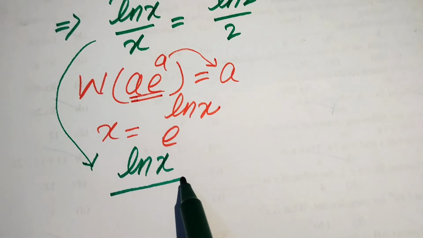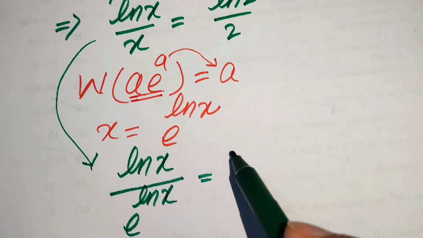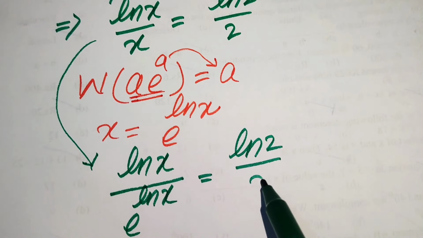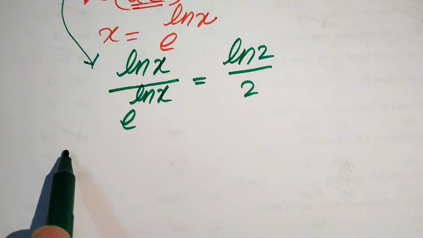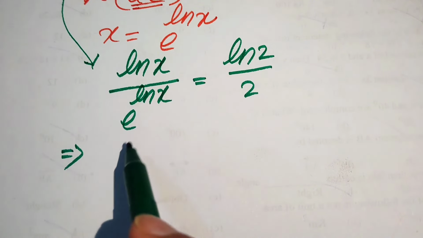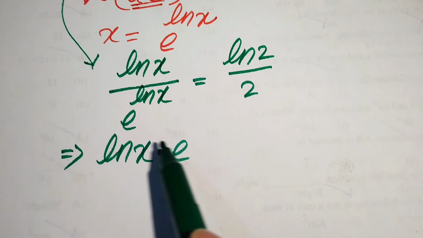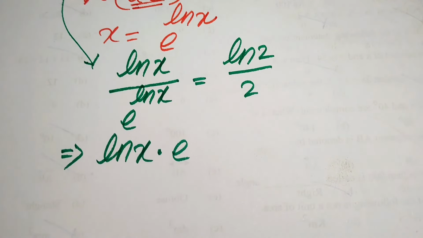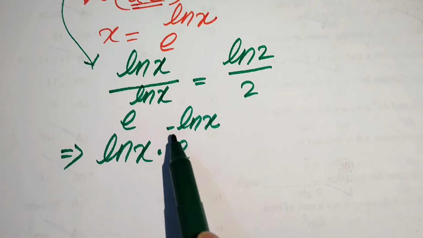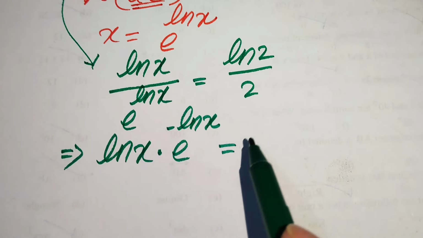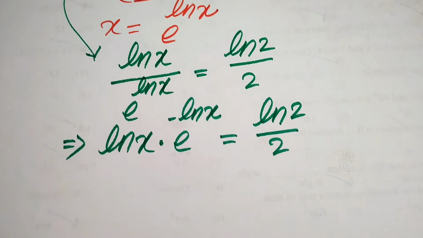We have log x divided by e to the power of log x equals log 2 divided by 2. Okay, so now after that we move our denominator to the upside, and it is written as log x times, when we move this term upside its exponent becomes negative, e to the power of minus log x equals log 2 divided by 2.